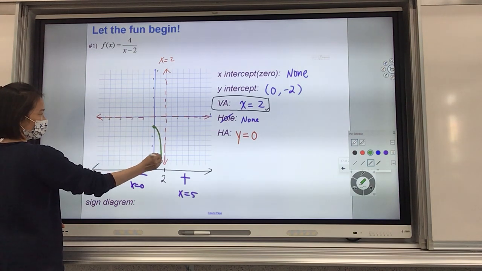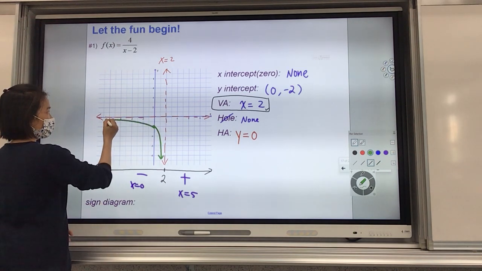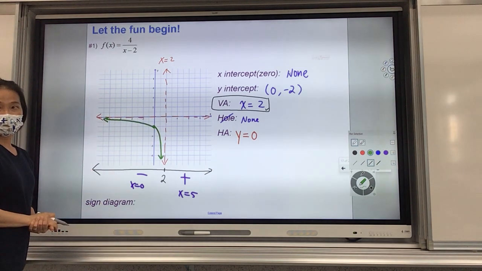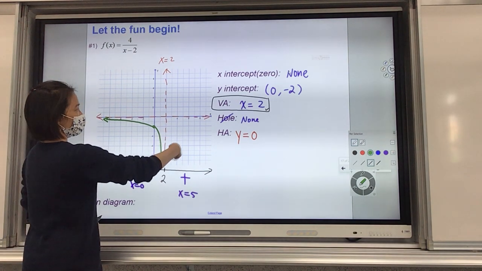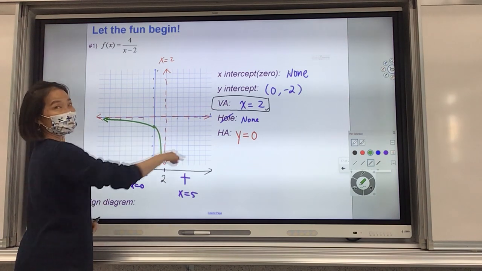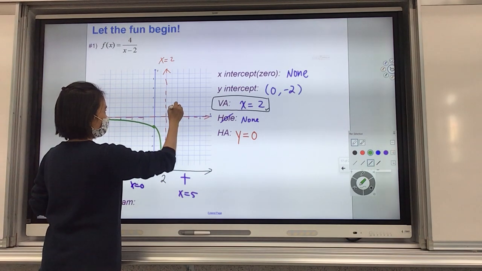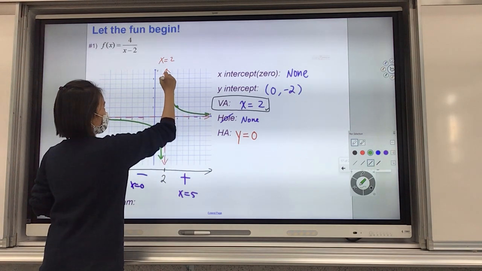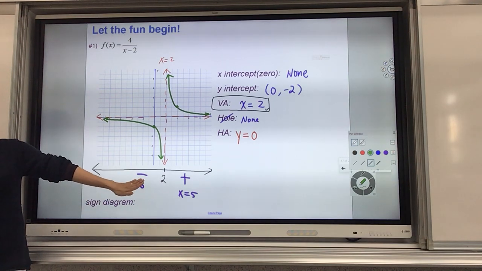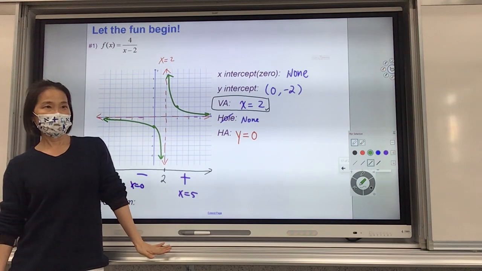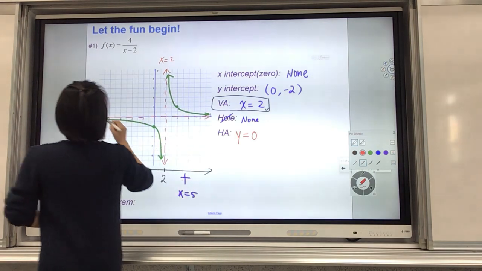Isn't it just down to infinity? Approaching the horizontal asymptote. The other one has to be positive, so it's not possible to be here. The only place is here. Okay? This is symmetrical, so I think it's going to pass that point. There you go. Sign diagram, all the information. Oh, I forgot to label my horizontal asymptote. Right here.